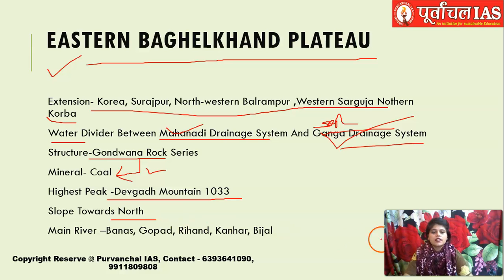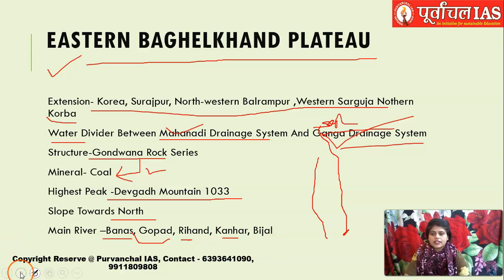For example, supposing this is Jashpur, from here originates the Kanhar river. It originates from Jashpur and then goes towards the north, that is the upward side, and then it meets Son. This is one of the tributaries of Son which drains part of Chhattisgarh. So likewise the rivers go upward because of this northern slope. The main rivers of the Eastern Baghelkhand Plateau are Banas, its tributary Gopad, then Rihand, Kanhar and Bijal.